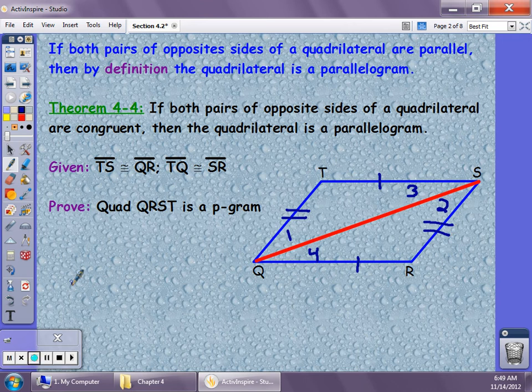QRST is a parallelogram. So based on what we know with the reflexive property, we can now state that QS is congruent to itself. Then what we notice is the two triangles created by that diagonal are now going to be congruent based on side, side, side. And what I'm going to do next is mark my congruency for my angle. So now I know that angle 1 is congruent to angle 2, and that angle 4 is congruent to angle 3.